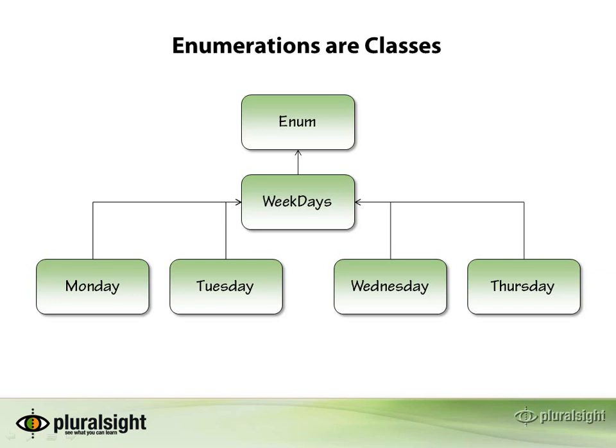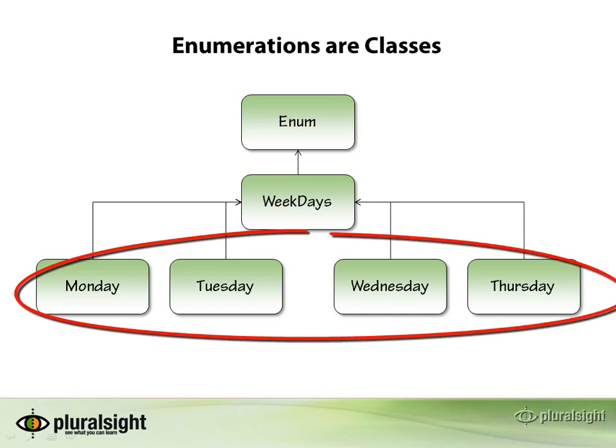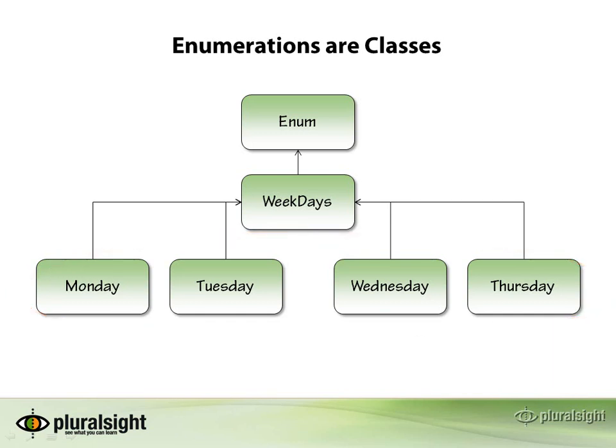So I have a diagram here of weekdays, if we created a weekdays enumeration and what it would look like conceptually. You can see that the weekdays enumeration that we created would inherit from basically an enum class. There's actually a class defined in Java that defines an enum. And then each weekday in that enumeration would actually inherit from weekdays, or it's a type of weekdays. So you would have your Monday, Tuesday, Wednesday, Thursday, and so on. But these are all classes, and I'm showing a class diagram here to emphasize that point. And when you see an enumeration, this is what it looks like.